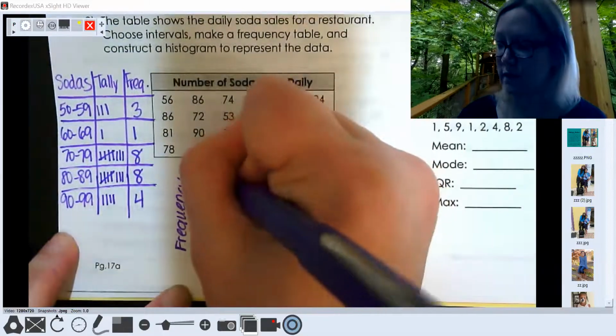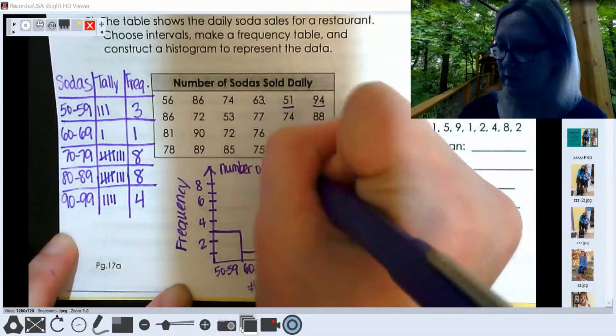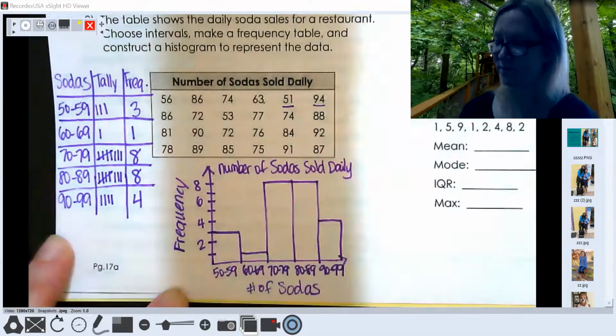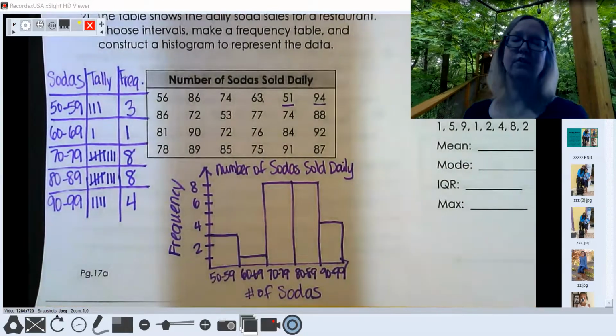Let's also include an actual title. So number of sodas sold daily. And once you've got all that, then we're finished.